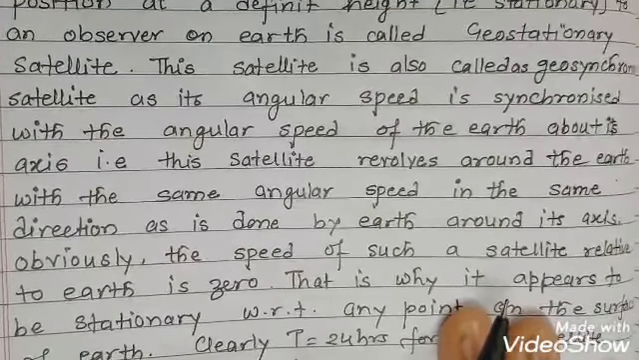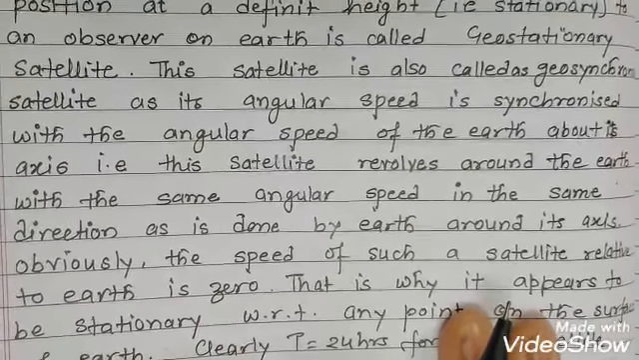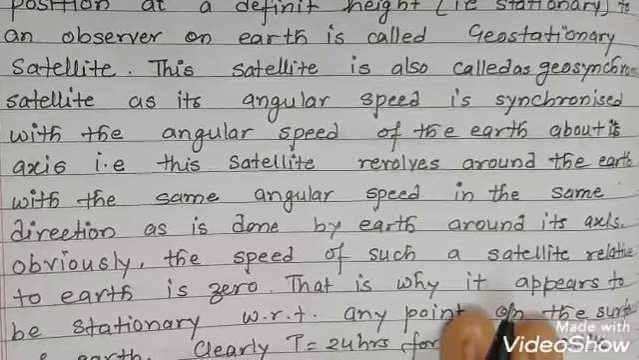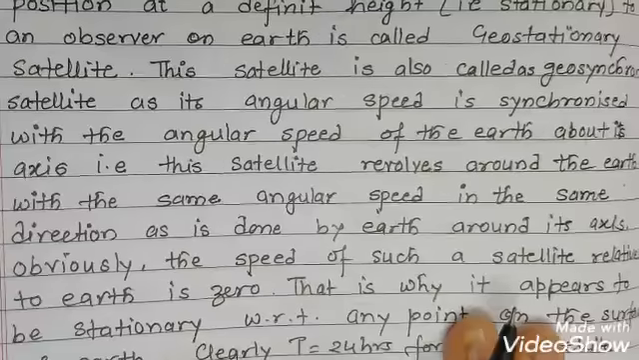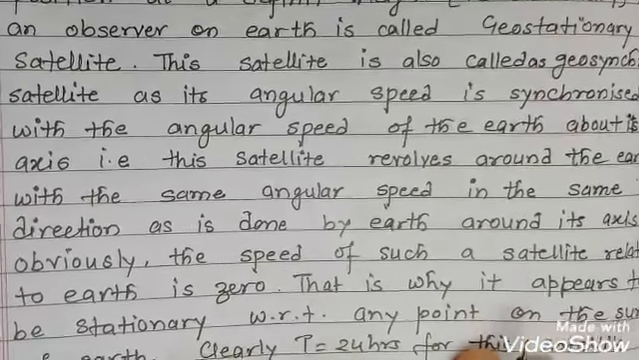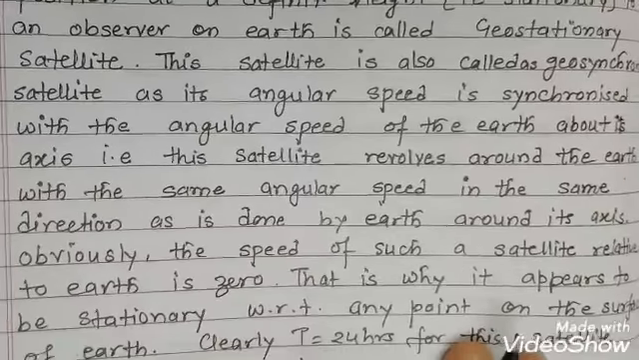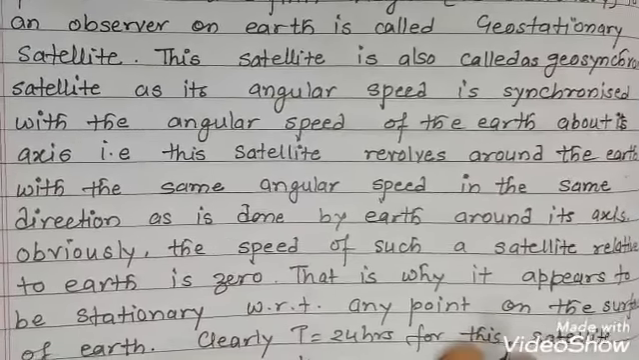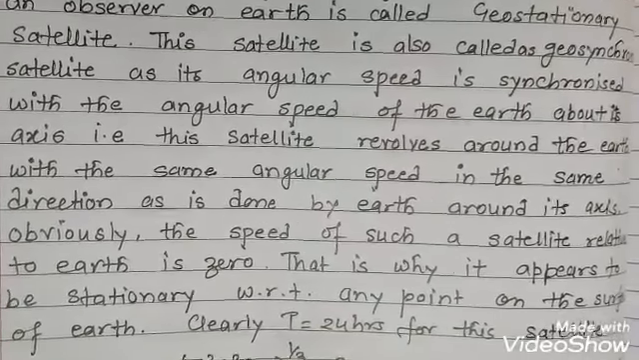So that's why these satellites revolve around the earth with the same angular speed in the same direction as is done by the earth around its axis. So obviously the speed of such a satellite relative to earth is 0, and that is why it appears to be stationary with respect to any point on the surface of earth.